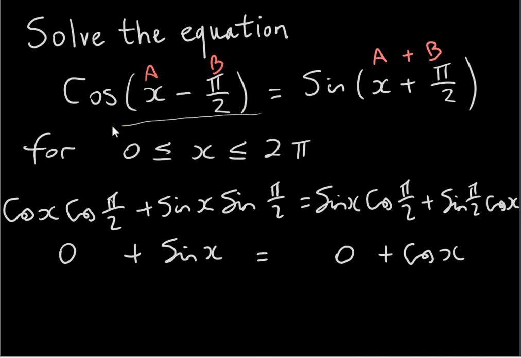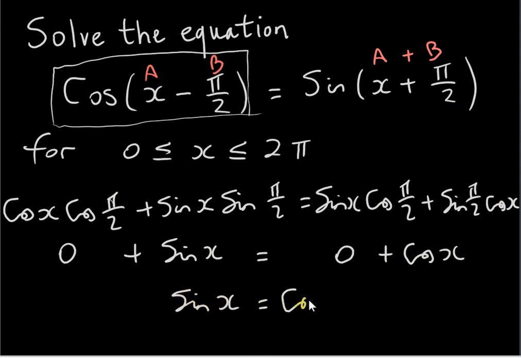We actually looked at this identity in a previous video when we were deriving the compound angle identity for sine of a plus b. We saw that the cos of any angle minus pi over 2 is just the sine of that angle. Now it turns out that the sine of an angle plus pi over 2 is just the cos of that angle. So the equation is simplified considerably down to sine of x equals cos of x.